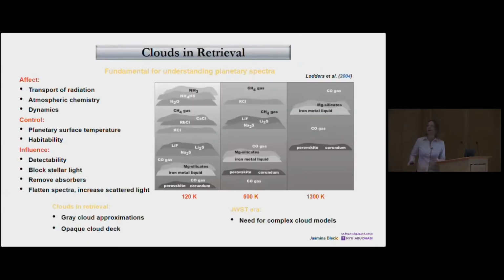However, with the approach of the JWST era, we are entering new times when there is an urge for more complex cloud models. It is because of the bigger wavelength coverage and the higher resolution, but also because we are at the same time developing optimization techniques, such as machine learning, which allow us to generate millions of models in a much faster way. So there is a high need for more complex models in retrieval.